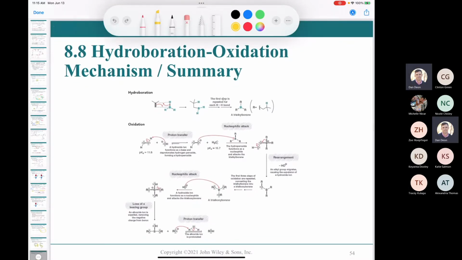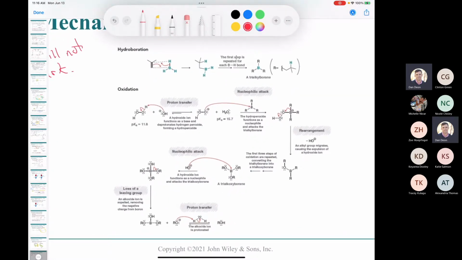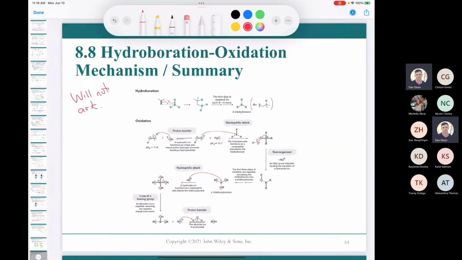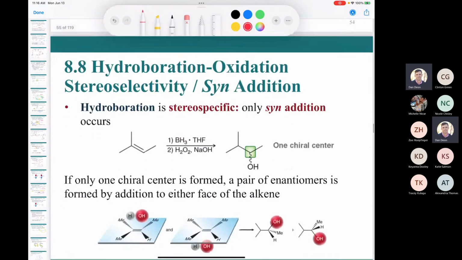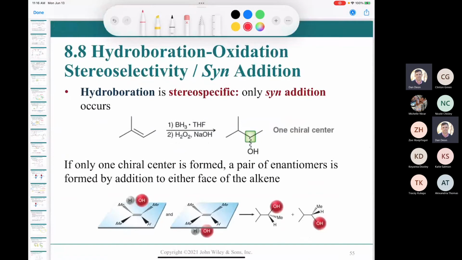Here's the mechanism. I'll even write it on the slide. Will not ask. Okay? I'm not going to ask you this mechanism, so I'm not going to go over it in detail. However, it's one of those mechanisms that I think is a good idea for you to take a look at so that you have an understanding of how it works. But again, it's not something that we ask in organic chemistry for non-chemistry majors.